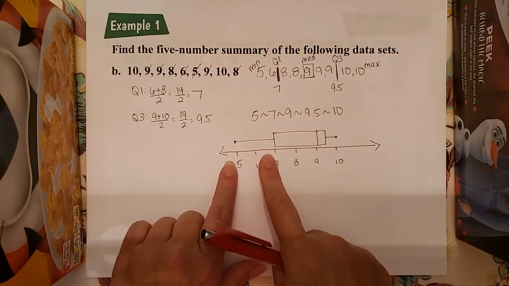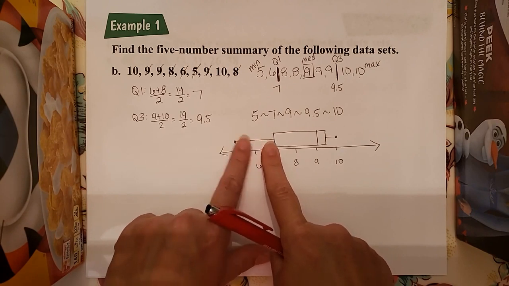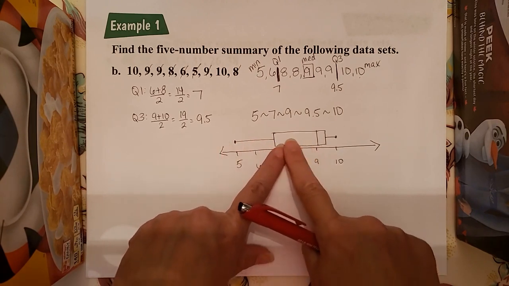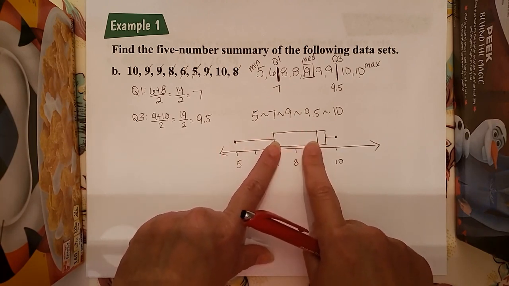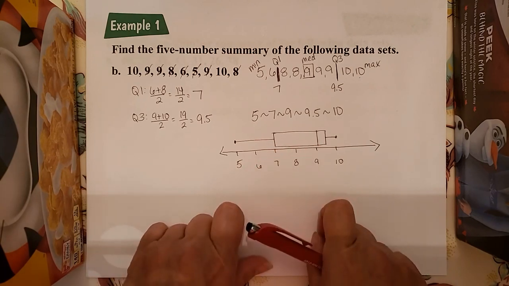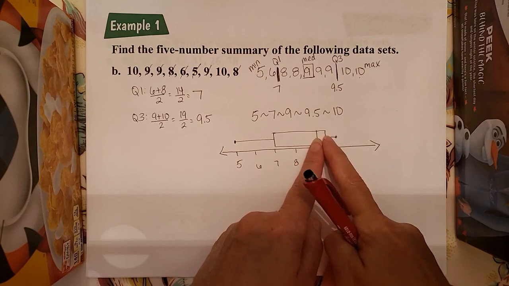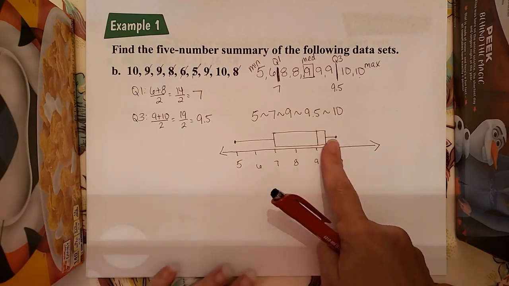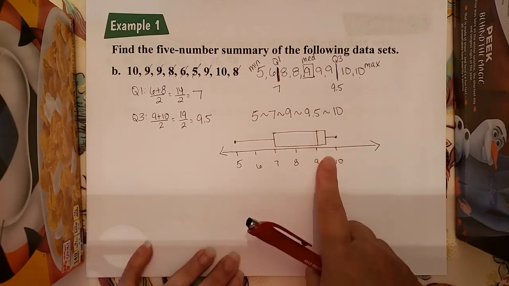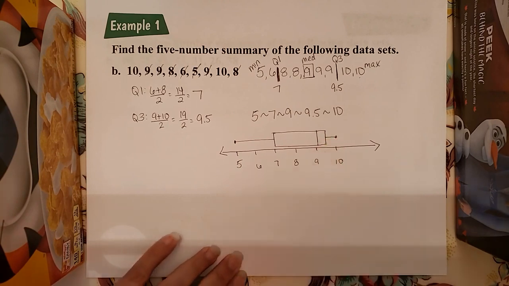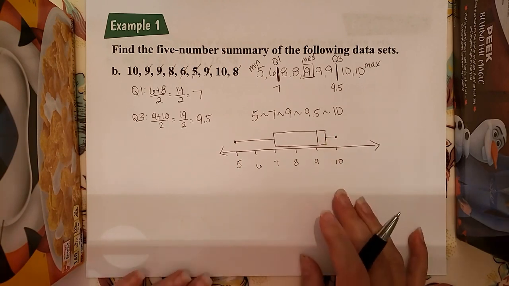This whisker represents 25% of our data. It's very spread out. This half of our box represents another 25% of the data. This tiny little piece is another 25%, so that data is kind of smushed. And then here you see our last 25%, our last quarter or quartile is also rather small.